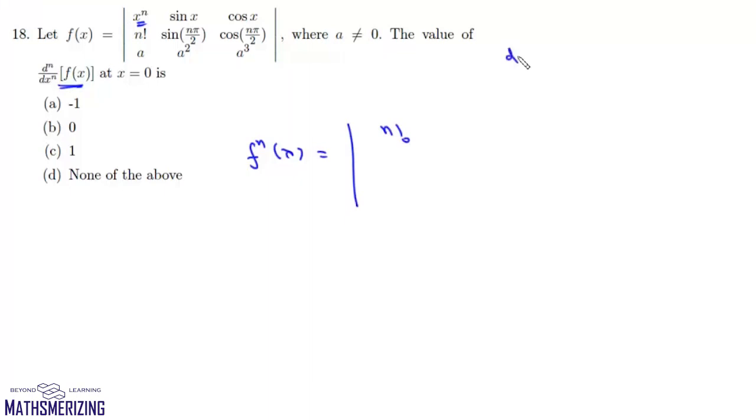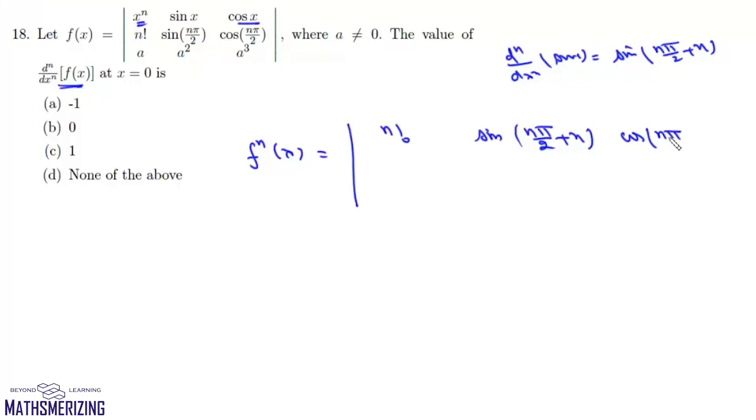Now we also know that the nth derivative of sin x is nothing but sin(n pi by 2 plus x). So we can write this as sin(n pi by 2 plus x). In the same way, the nth derivative of cos x is cos(n pi by 2 plus x). Now here will be factorial n, sin n pi by 2 and cos n pi by 2, and here will be a square and a cube.